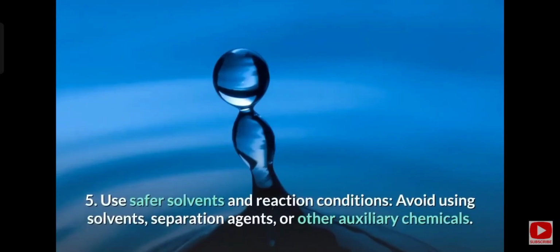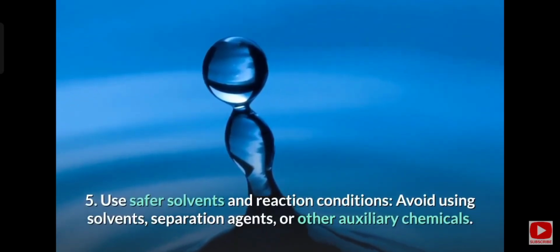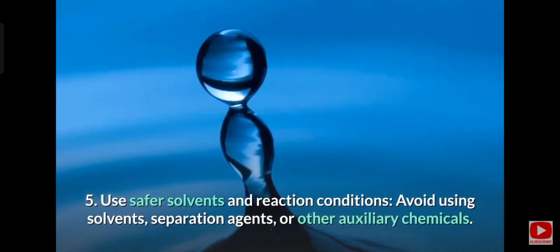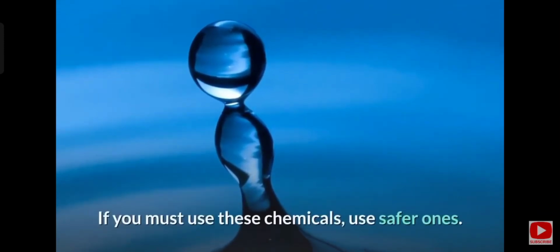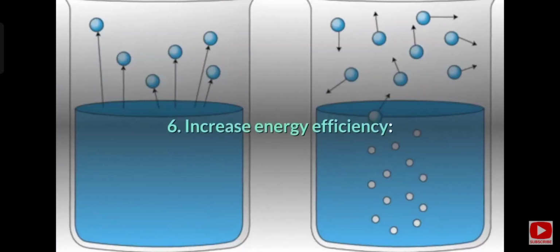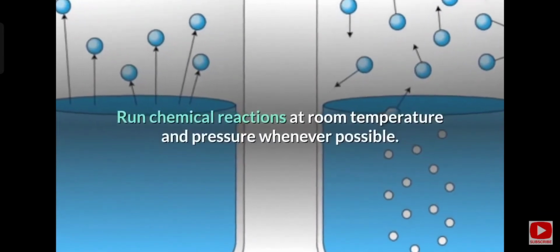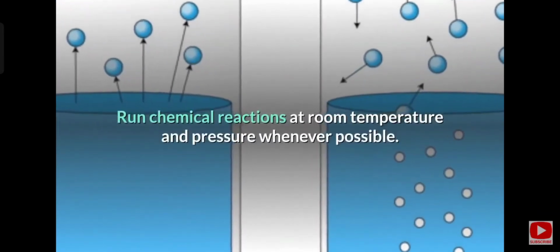5. Use safer solvents and reaction conditions. Avoid using solvents, separation agents, or other auxiliary chemicals. If you must use these chemicals, use safer ones. 6. Increase energy efficiency. Run chemical reactions at room temperature and pressure whenever possible.